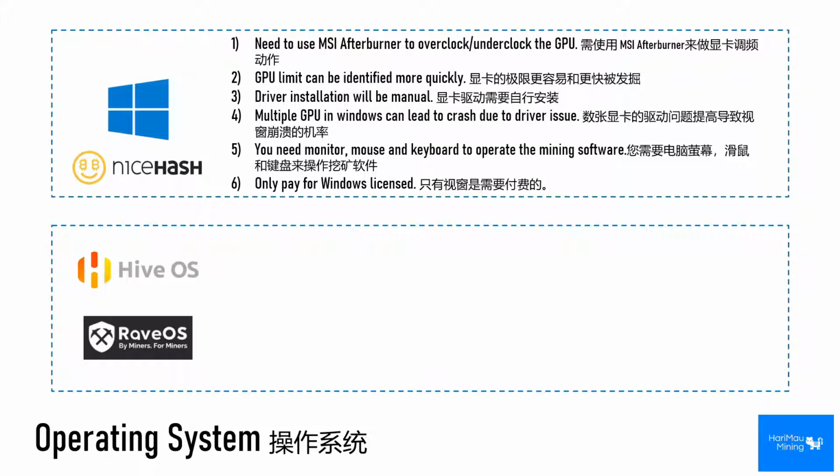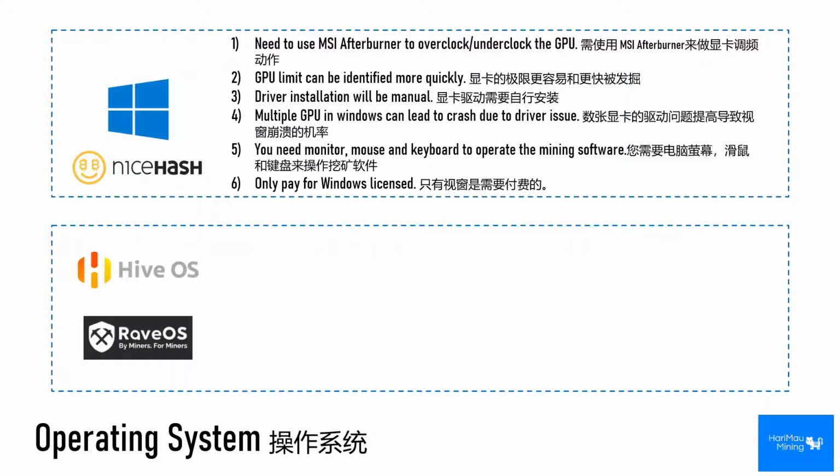Whenever there is a crash due to a driver issue, you need a monitor, mouse and keyboard to check what the issue is. So for Windows mining rigs, normally they need to have a monitor, mouse and keyboard beside them to monitor. Else you need to use switching hardware, then your multiple rigs can share one set of monitor, mouse and keyboard.